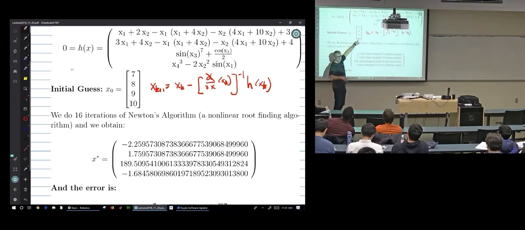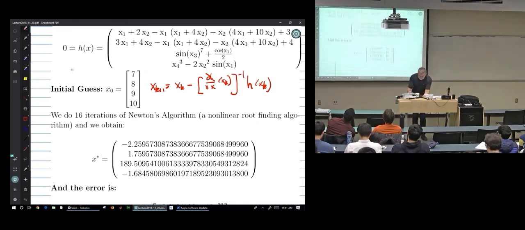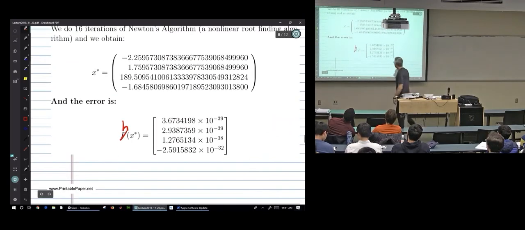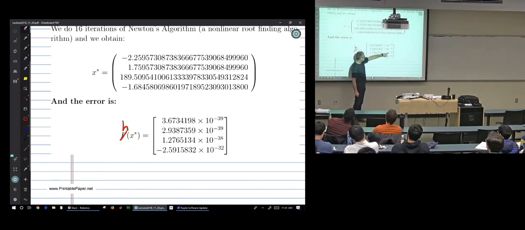We start out with a really intelligent guess, 7, 8, 9, 10, okay? Super intelligent, okay? Just to make a point, I run Newton's algorithm, and after 16 iterations, I get this answer. And when I plug it back into h, I get h of x is 10 to the minus 39, 10 to the minus 38, 10 to the minus 32. Is that good enough? Pretty good, okay? You happy with that? Okay.